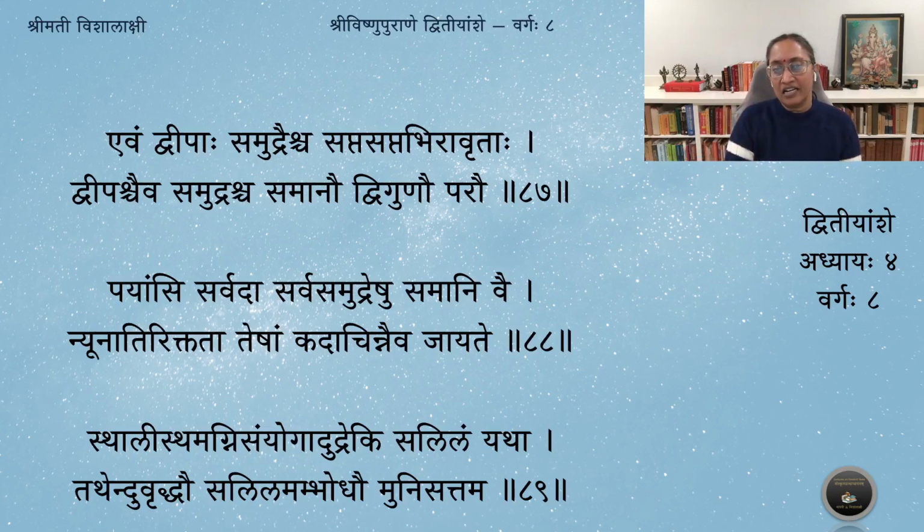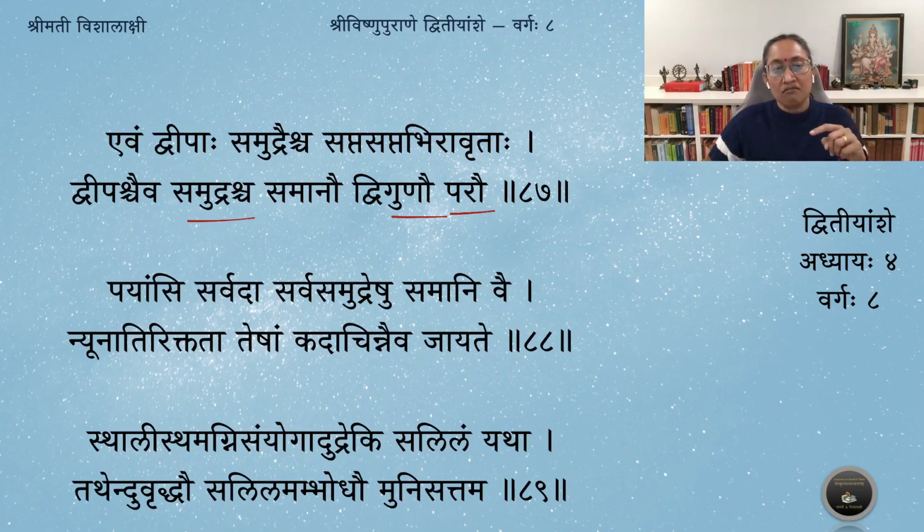Manner the 7 islands are surrounded by 7 oceans. Dvipaschaiva samudrascha samano dviguno parau, the island and the ocean are equal in size. Parau dviguno. The next two will be twice the size of the earlier two. So parau here would mean the next one. So the next two, parau dvipa samudrau tu purva dvipa samudrebhyaha dvigunau vartete. Clear?